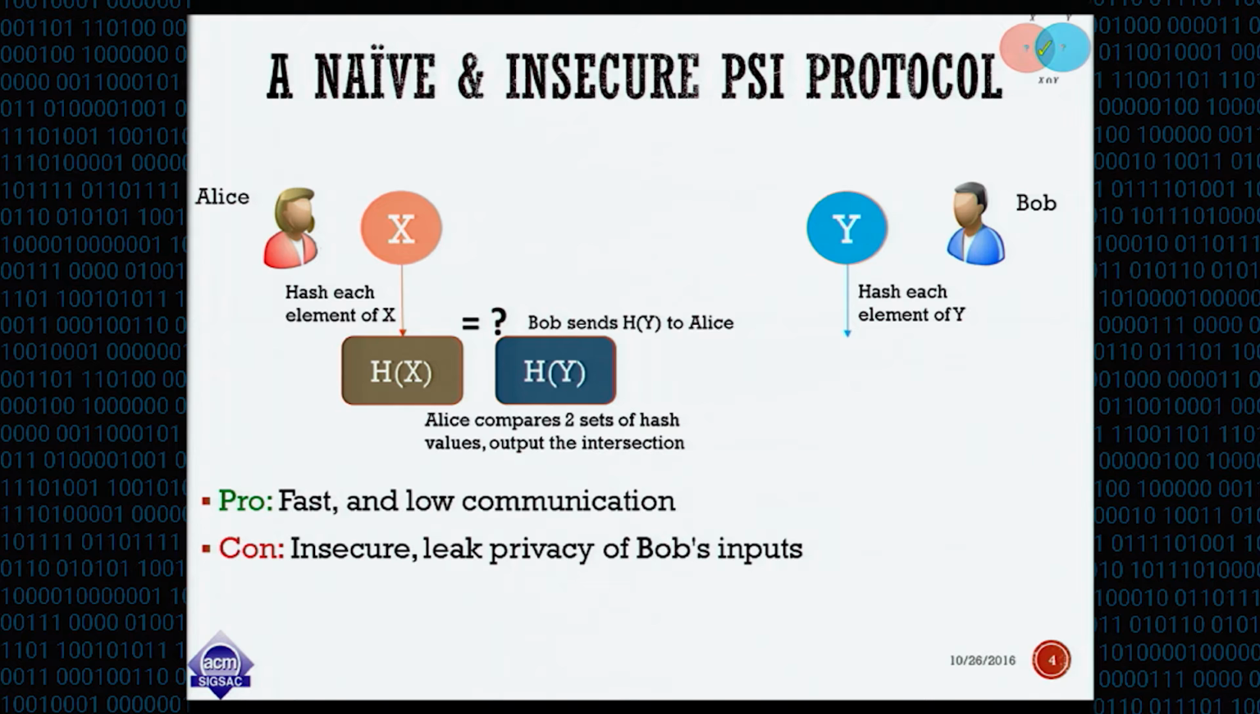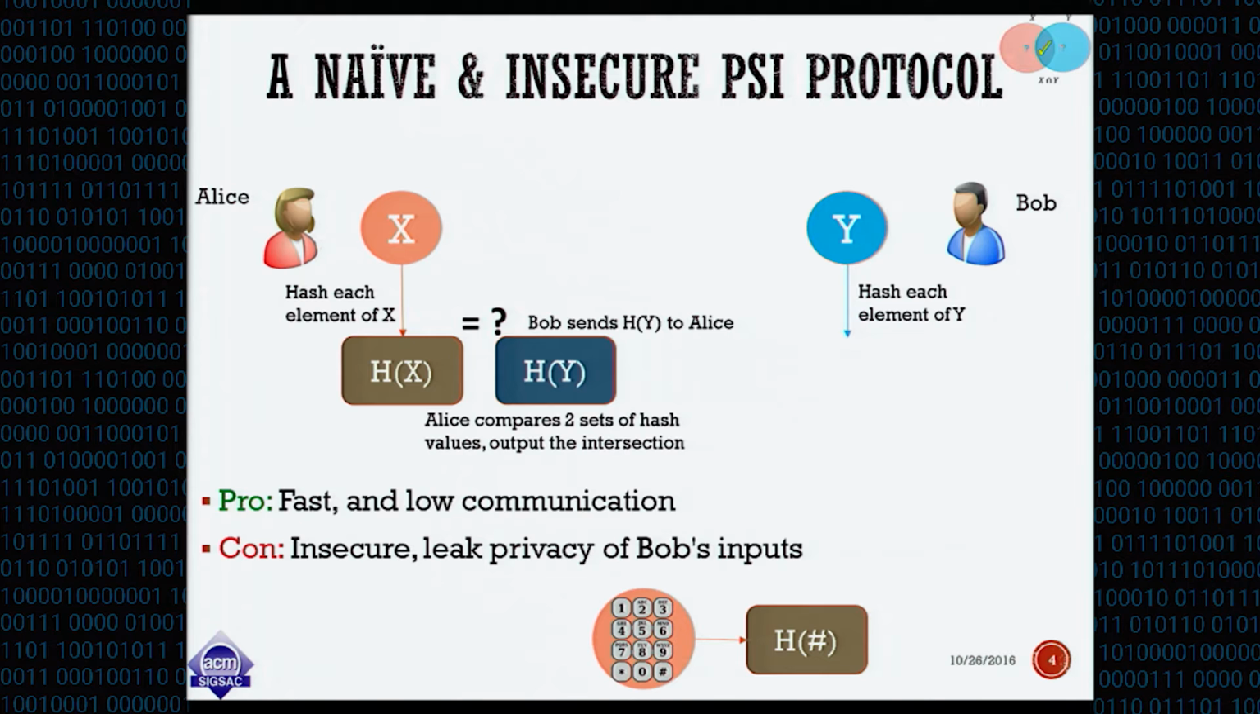Why? For example, if X comes from a small domain like telephone numbers, about 10 billion numbers, Alice can simply hash all billion elements and compare them with the hash values just received from Bob. So Alice can learn Bob's inputs. This is the reason why this protocol is called naive; it is an insecure PSI protocol.